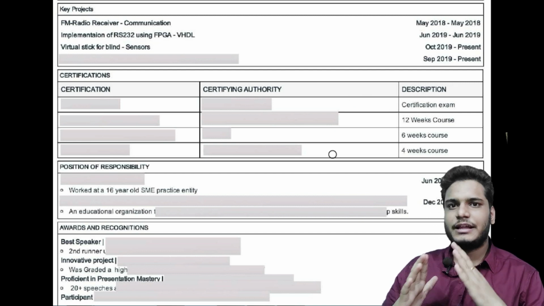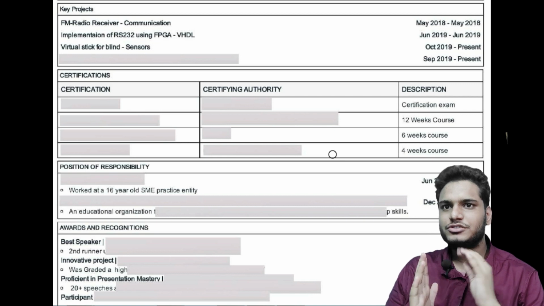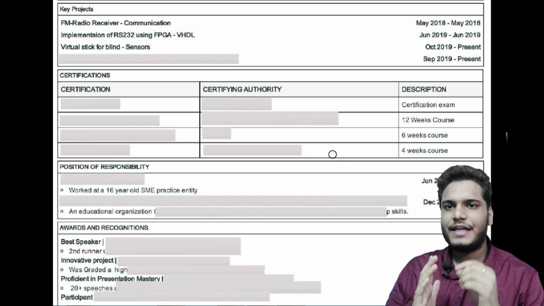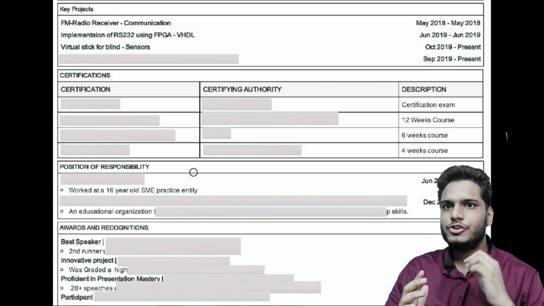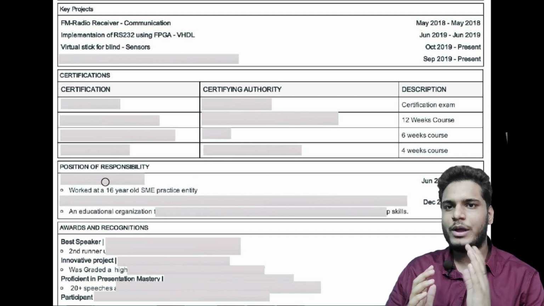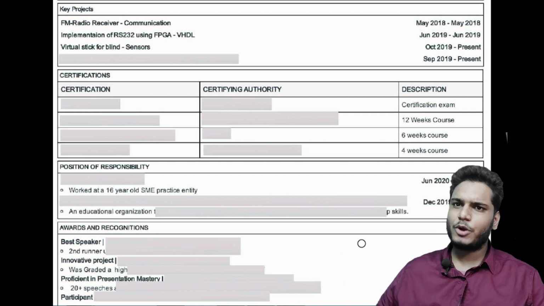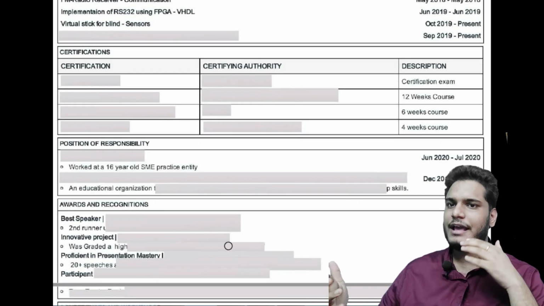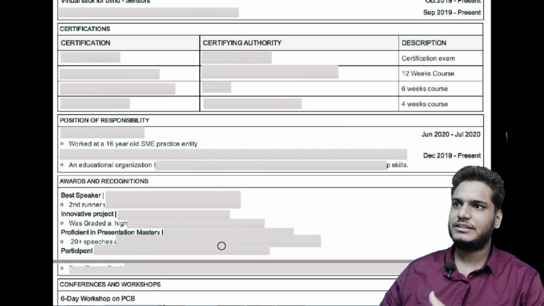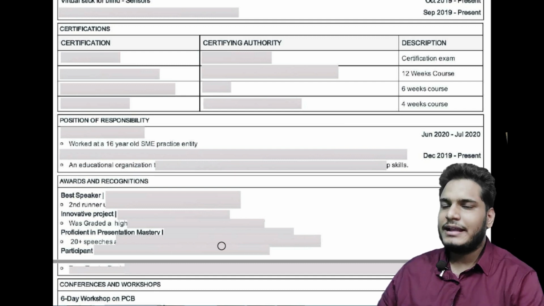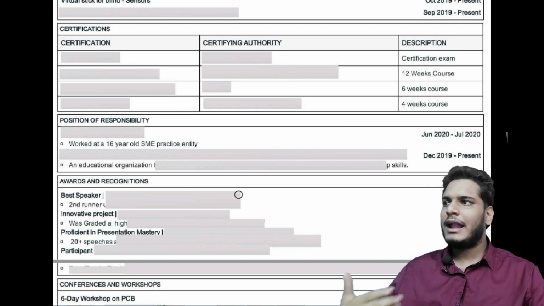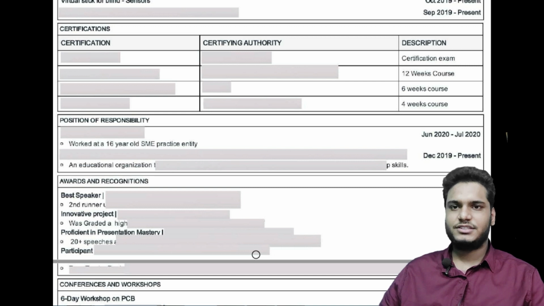Key projects need to be very limited because these are the points where the HR will question you. So you should be technically sound when you add projects to your resume. Now I have added 3 projects which I'm good and I know the depth in the subject there, so I've added them. And next, you can add about the certifications.